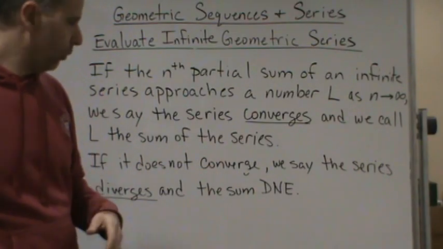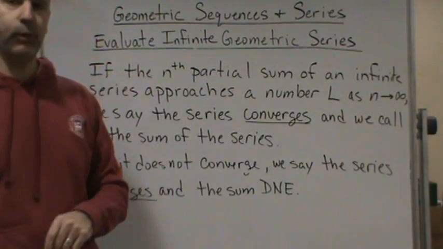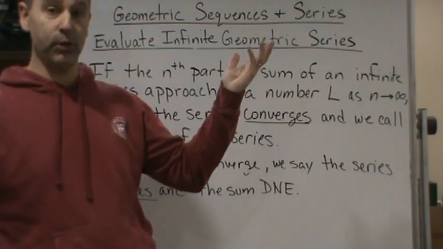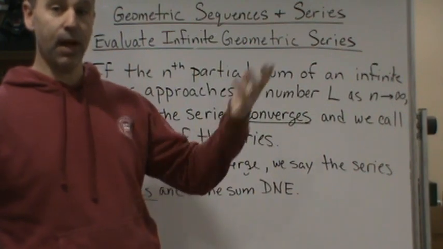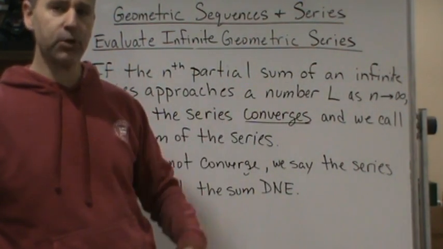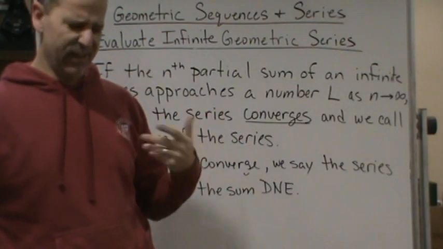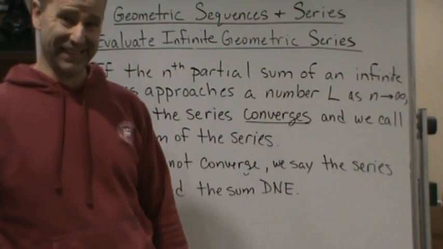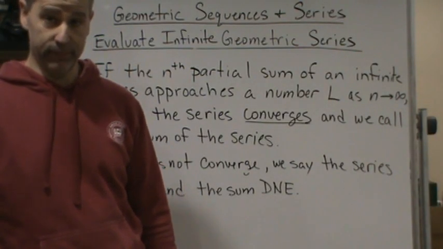So for example, what would be a divergent series? A divergent series would be one where the partial sum seems to be going off to either positive or negative infinity. If the sum just keeps getting bigger and bigger and bigger, and it doesn't seem like it's going towards any value, then we would say the sum does not exist, and the series is divergent, okay?